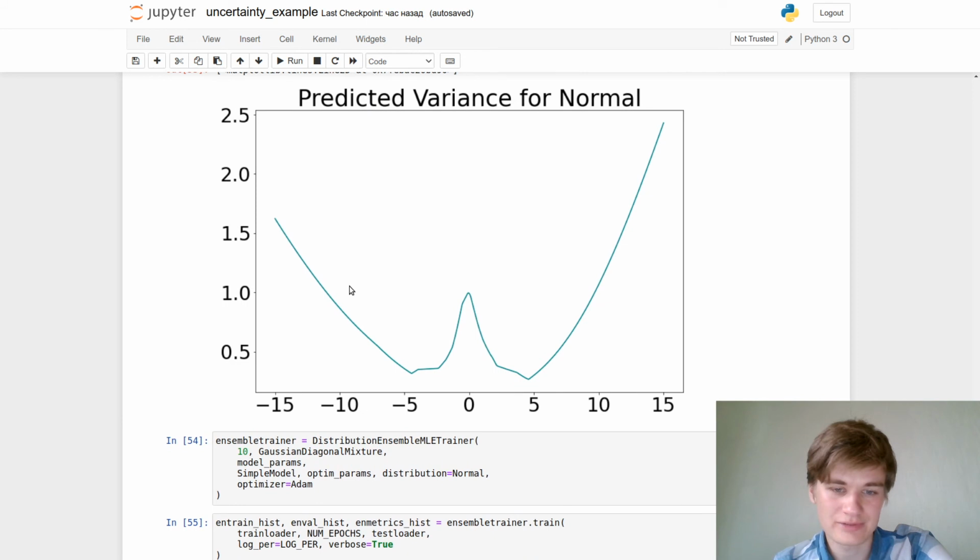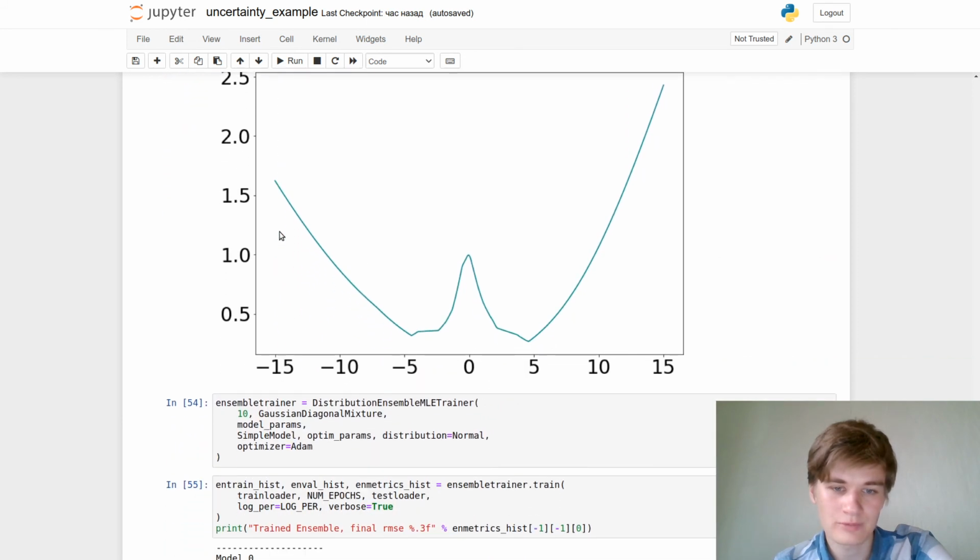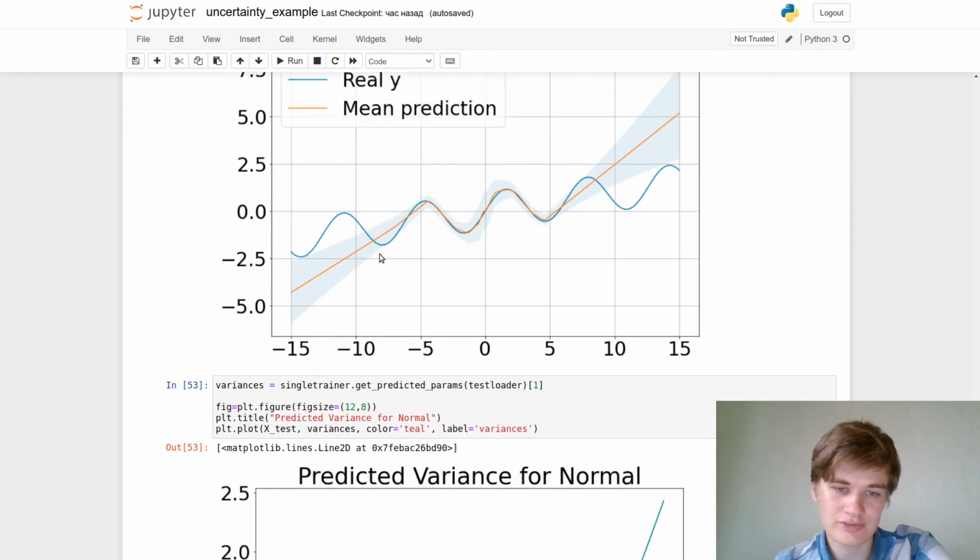Yeah, and variance looks like this. We have high variance outside -5. So our model doesn't fit our function well, because we had trained data from -10 to -5 also, but its predictions are not very good in this region.